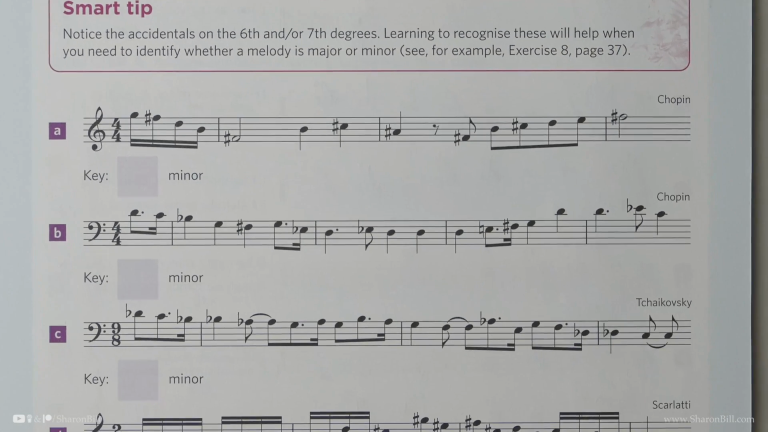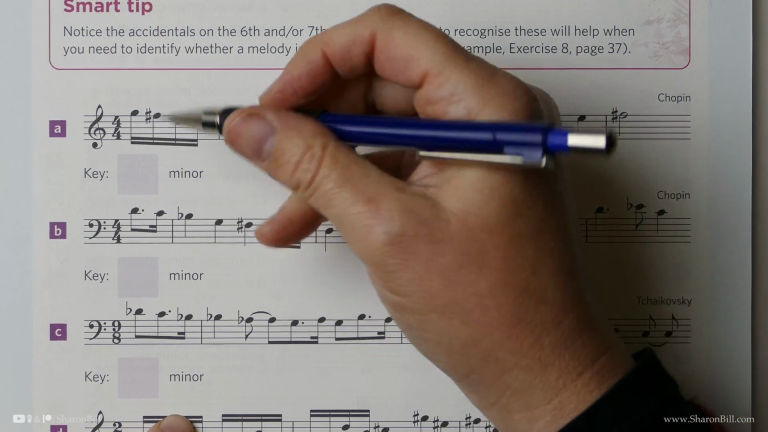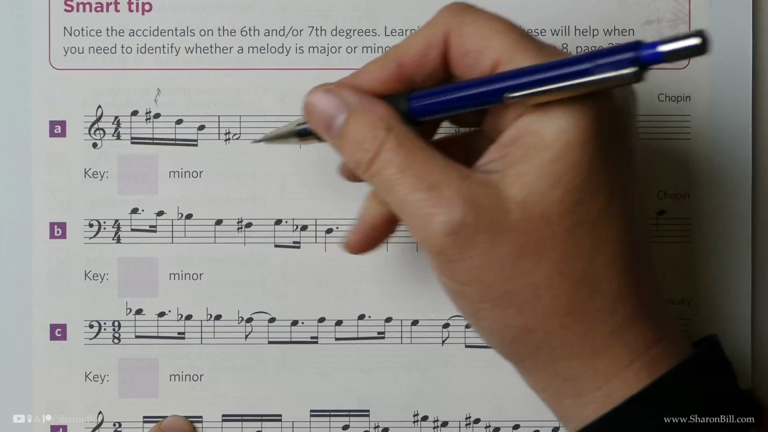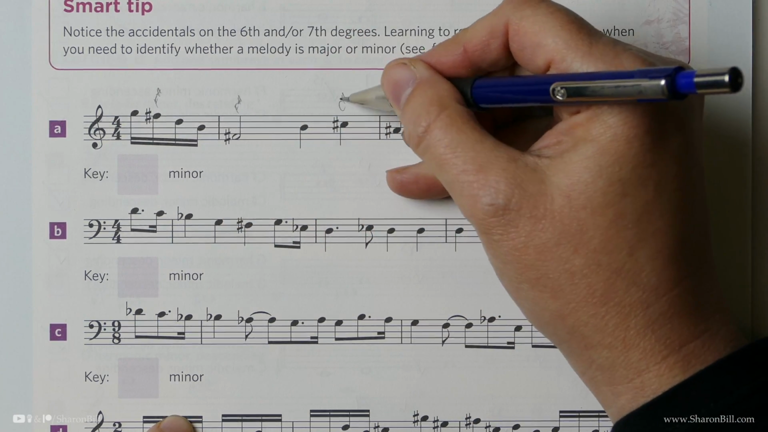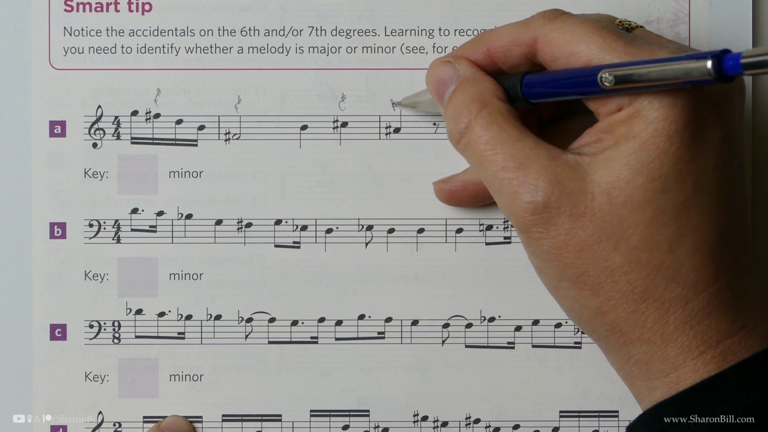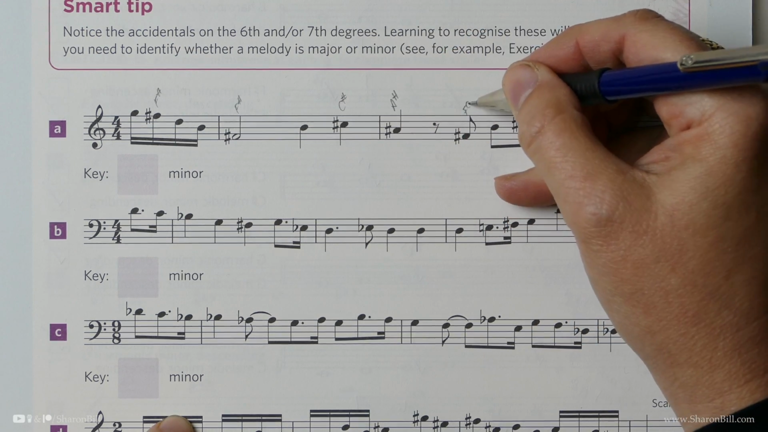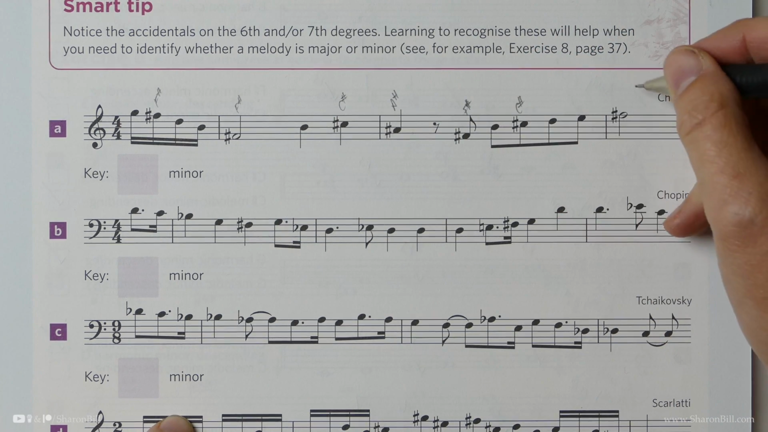If we look at exercise 5A, let's see what clues we've got. First of all, we have an F sharp, with the treble clef, bear in mind. There's another F sharp, a C sharp, an A sharp, F sharp again, C sharp, F sharp.